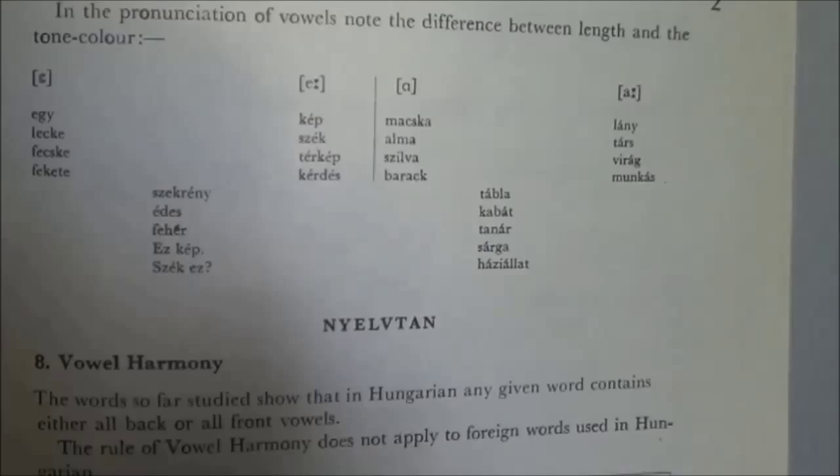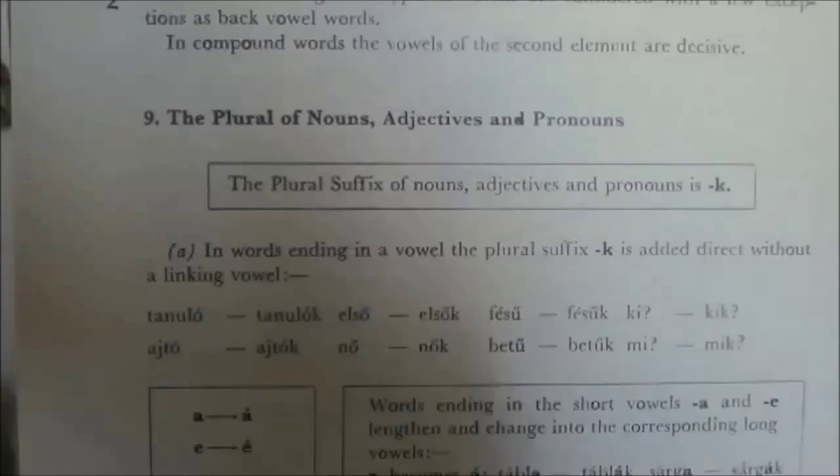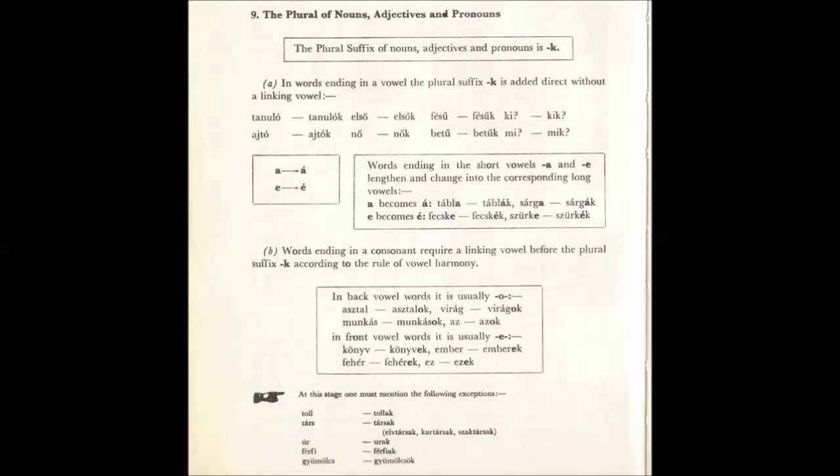Then we go further to pronunciation of vowels, the vowel harmony. And then we have the plural of nouns. It's basically you add a k to form the plural of a word. Tanuló, tanulók. Ajtó, ajtók. So it's the same thing as the s in English. I assume that there are exceptions in Hungarian too.